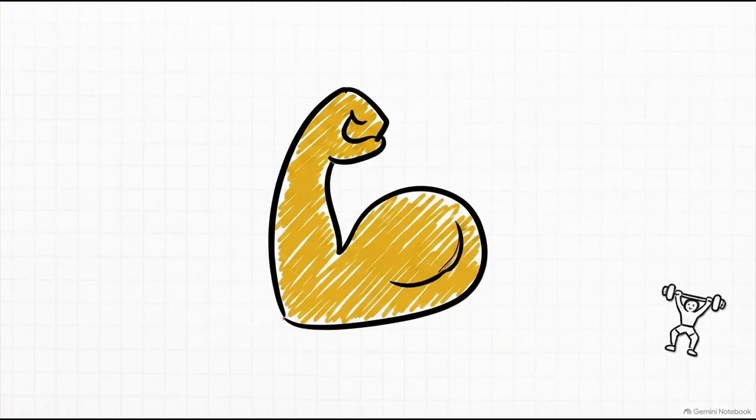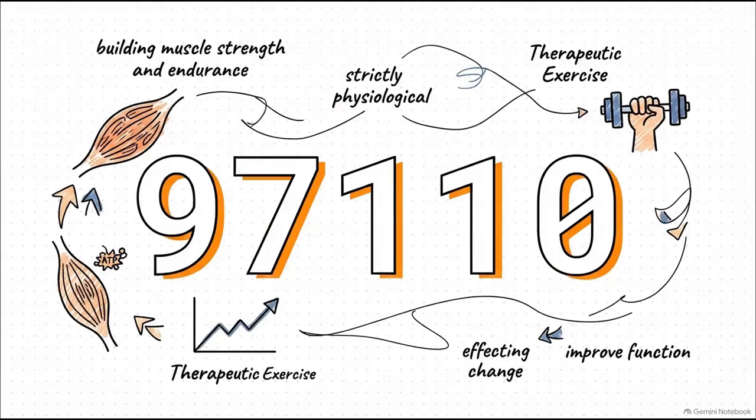Here's our first scenario. Intent 1 is building core strength, endurance, or trunk range of motion. So the patient is doing the oblique sit-up with a very basic physiological improvement in mind. The goal is simply for that muscle to get stronger. Because your objective here is building muscle strength and endurance, you absolutely must bill CPT 97110 for therapeutic exercise. The goal is strictly physiological, right? You're affecting change through clinical skills to improve function.